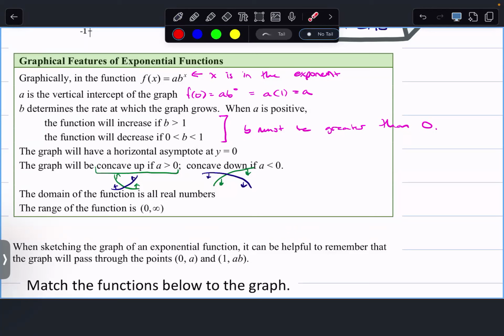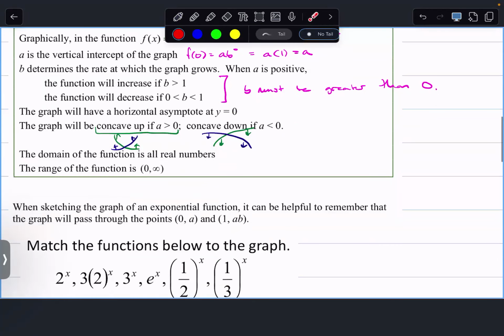The domain of the function is all real numbers. So we have this restriction on the range, but the domain, which is all the values of x, we can put in any value of x and get a result. But then we said the range of the function, right? We said that b has to be greater than 0, not including 0, because we have an asymptote at y equals 0. And so the range of the function is between 0 and infinity.